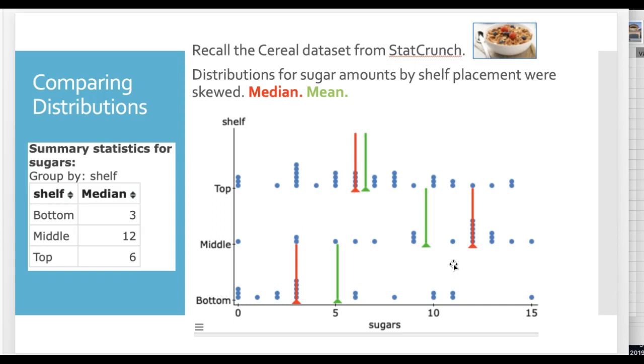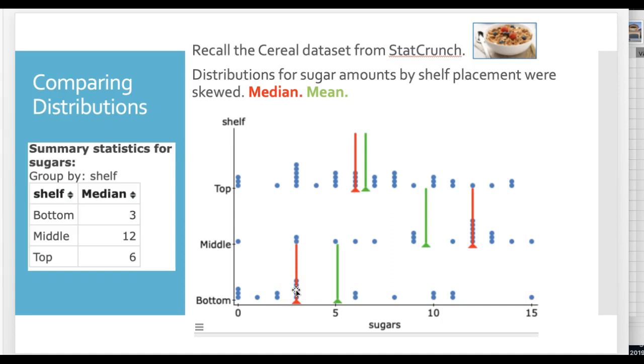If I just look at the medians here, which I pulled from StatCrunch, the median for the bottom is 3. So it means 50% of the sugar amounts are above 3, and the other 50% are below 3. So I'm definitely not going to pick a cereal box from the bottom shelf. For the middle, the median's right here in red. It's saying roughly 50% of your cereal boxes in the middle are going to have sugar amounts more than 12 grams. And the top is saying 50% are going to have more than 6.